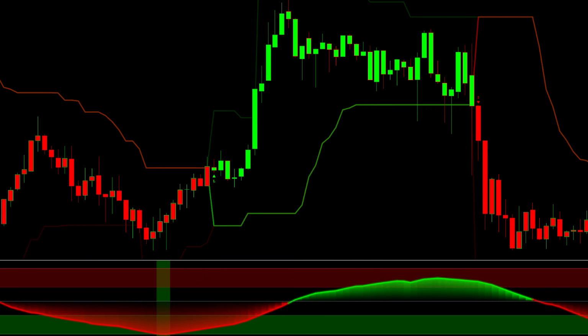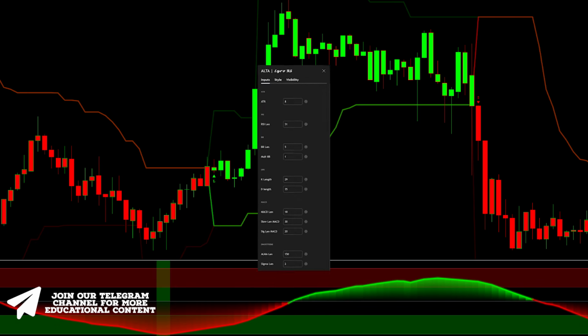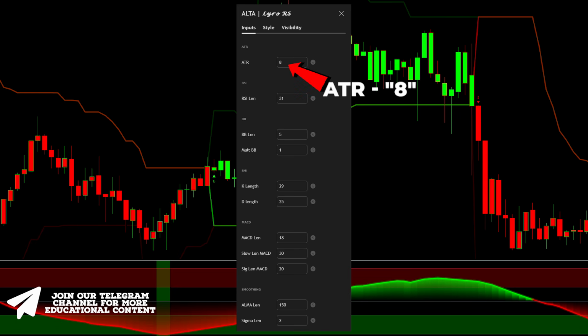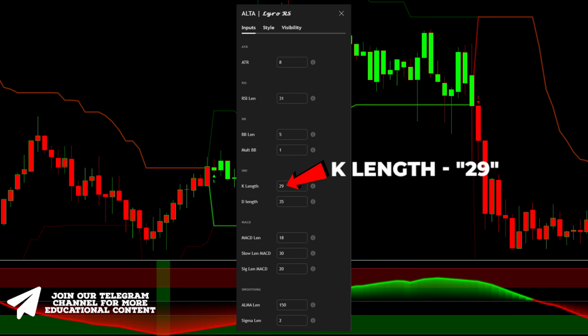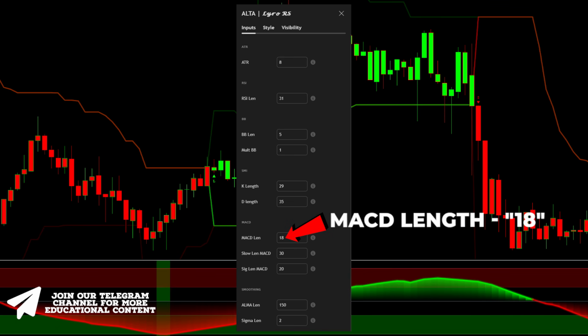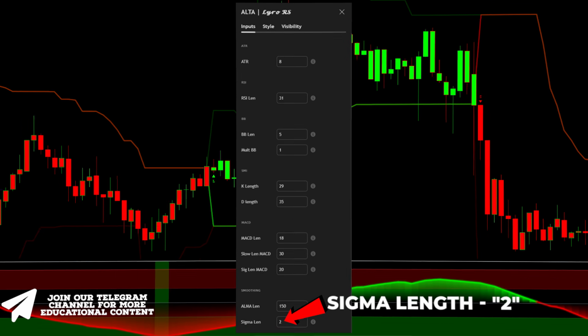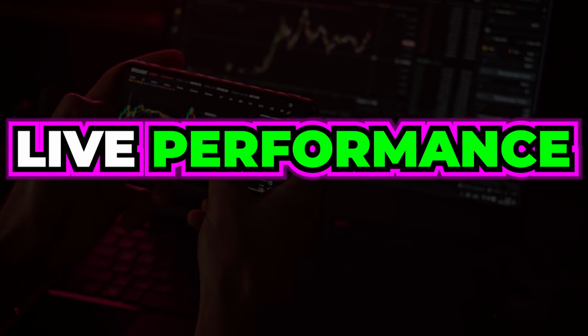Now let's take a moment to optimize the settings. Open the Inputs tab and set the ATR to 8, the RSI length to 31, the K length to 29, the MACD length to 18, and the sigma length to 2. At this point, let's take a look at the live performance.